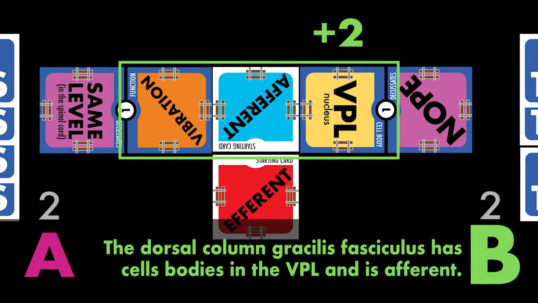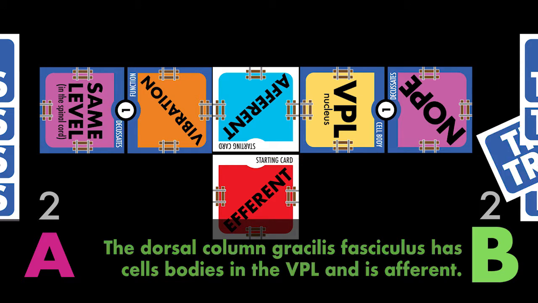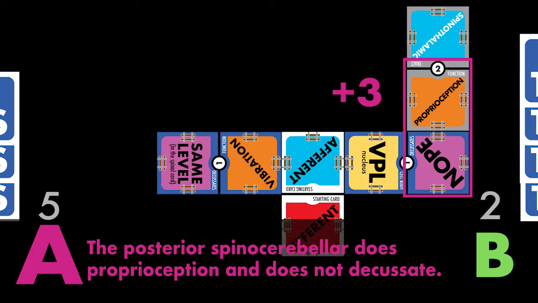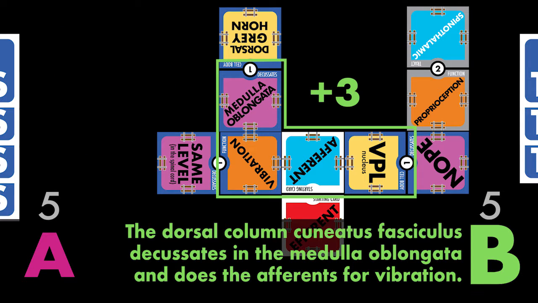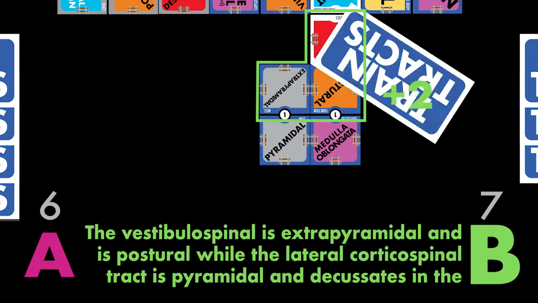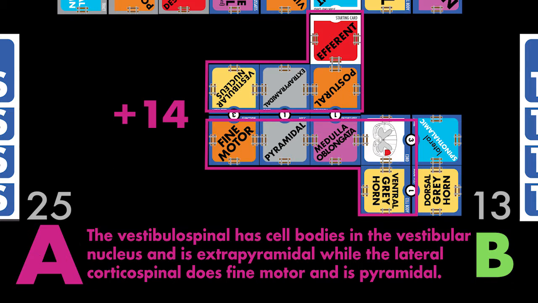The dorsal column gracilis fasciculus has cell bodies in the VPL and is afferent. The posterior spinocerebellar does proprioception and does not decussate. The dorsal column cuneatus fasciculus decussates in the medulla oblongata and does the afferents for vibration. The game will play itself out, and the person with the most points wins.